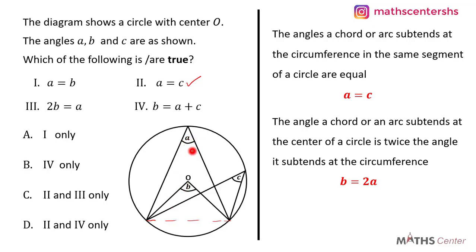Angle B is equal to 2 times angle A. So B is equal to 2A. If B is equal to 2A, then it means that the first option, I, is wrong, because option I is A is equal to B. But we have established that B is equal to 2A, so it means that I is wrong.